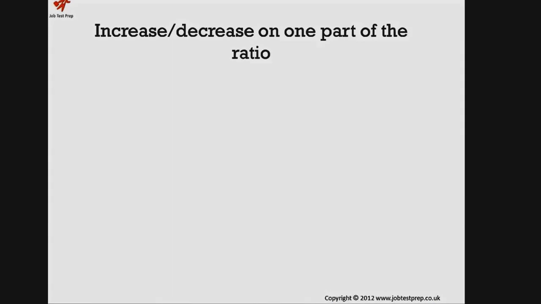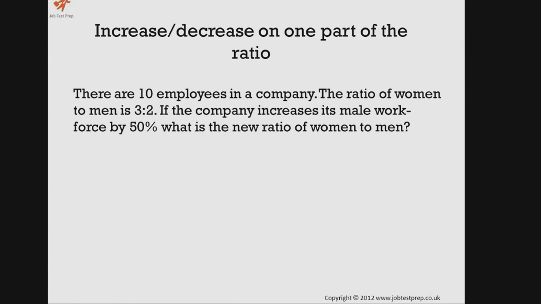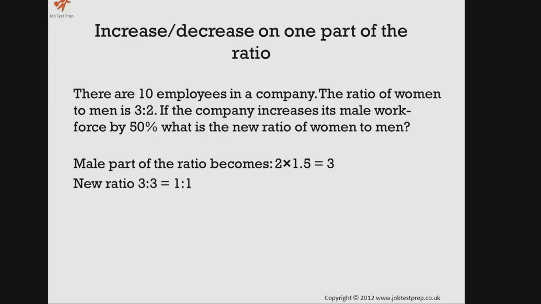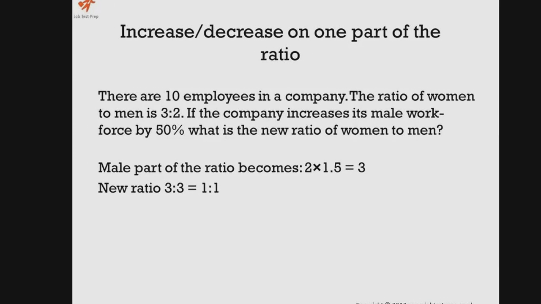What happens when one side of the ratio is increased or decreased? Example. There are 10 employees in a company. The ratio of women to men is 3:2. If the company increases its male workforce by 50%, what is the new ratio of women to men? If we increase the men's side of the ratio by 1.5, we get 3. That is, 2 times 1.5. The women's side of the ratio stays the same at 3. The new ratio of women to men is 3:3, or cancel down 1:1.